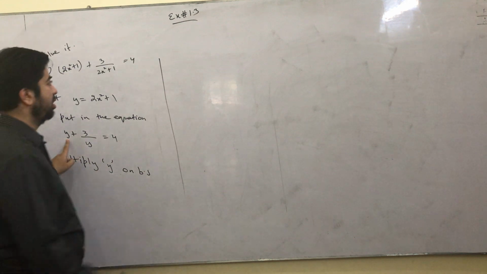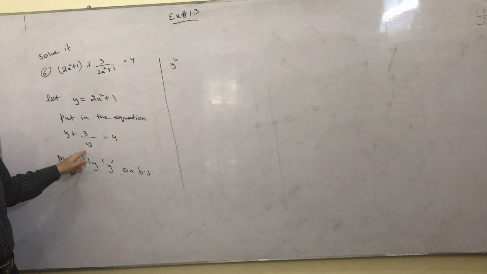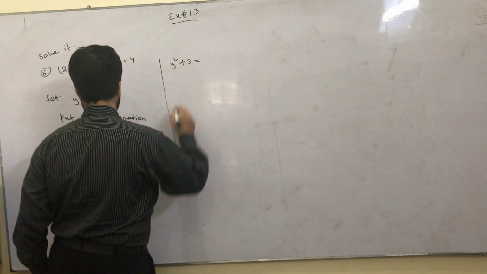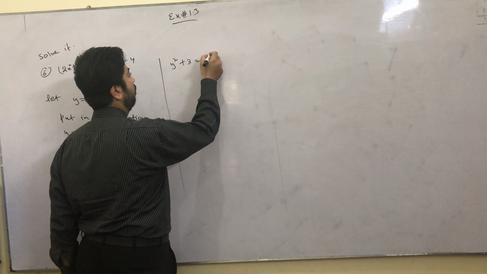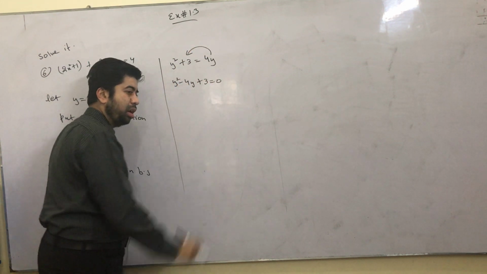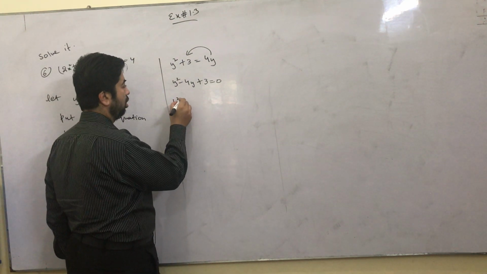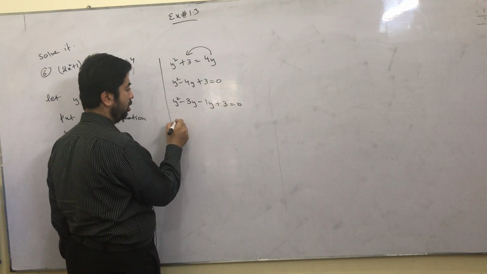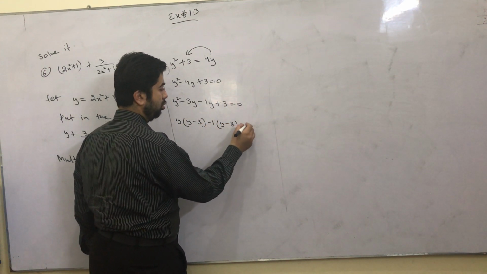After multiplying y with every term, y is going to multiply with this y, it becomes y square. y is going to multiply with this 3 over y, the y is cancelled with the multiplied y, and it becomes only 3. And y is going to multiply with this 4, it must be 4y. So 4y is negative on this side. Is this a quadratic equation? Yes, it is a quadratic equation. You can solve it by factorization. Minus 3y minus 1y plus 3 is equal to 0. What is common here? y minus 3. What is common here? Minus 1. y minus 3 is equal to 0.